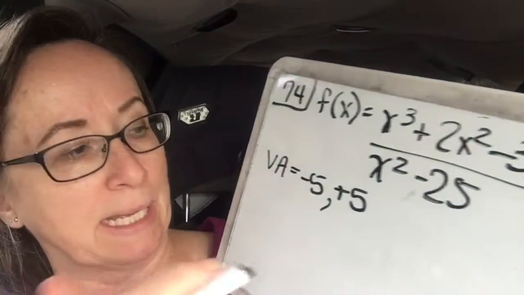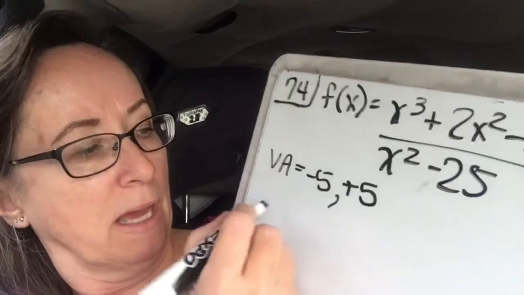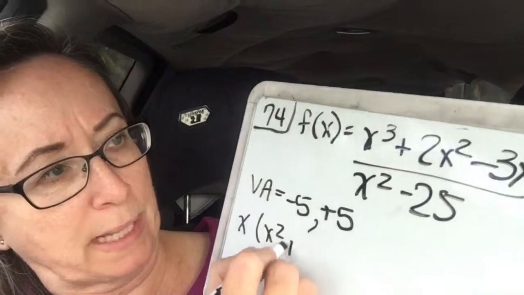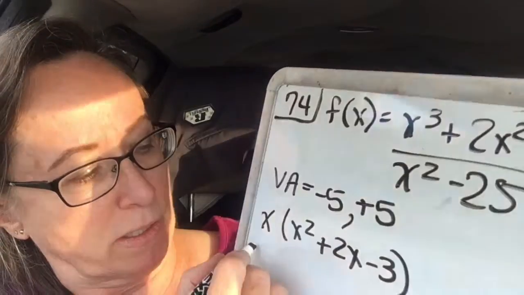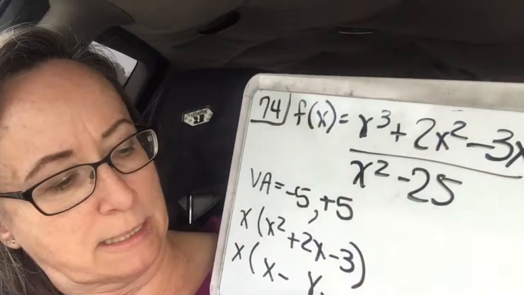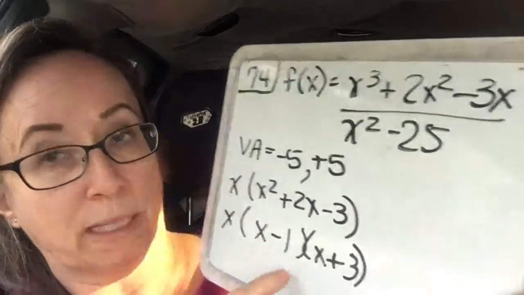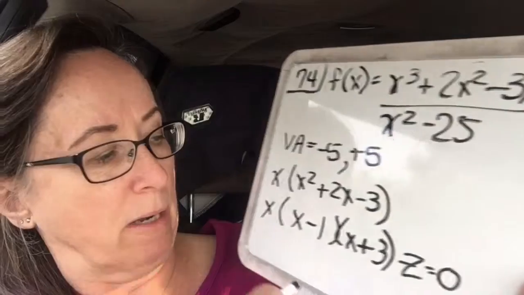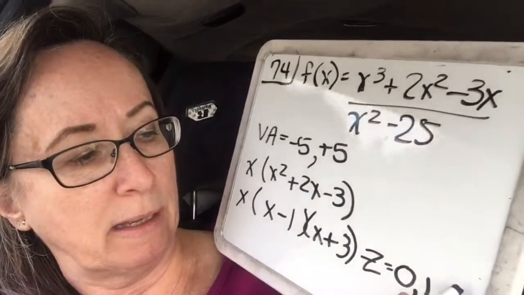And then horizontally, we can pull out an x. So an x goes all the way across there, so we're going to have an x times an x squared plus 2x minus 3. And when I factor that further, I get an x minus and an x plus, and we're going to say plus 3 minus 1 will give us this. So we're going to have zeros at 0 and at 1 and at -3.